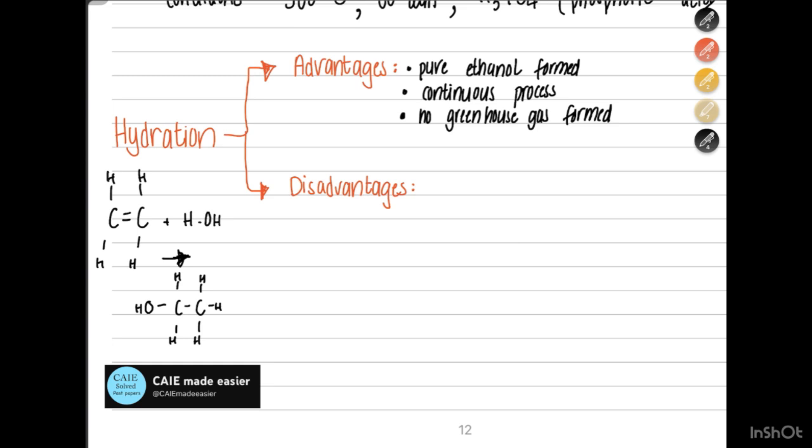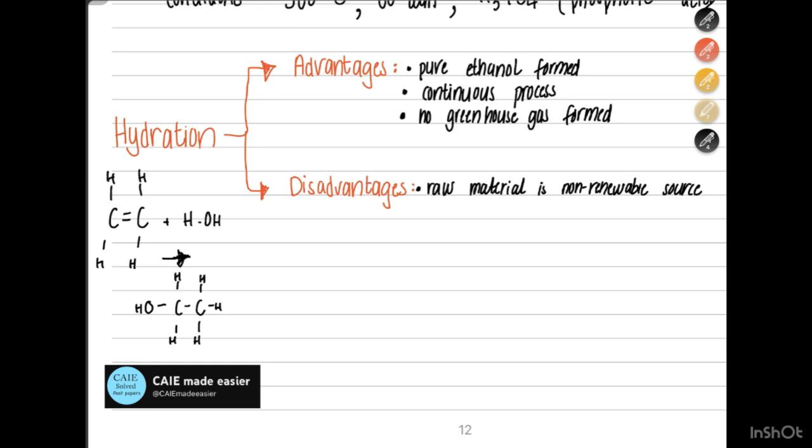It could also be methane. No greenhouse gas is formed, so that means it's very environmentally friendly. But it has some disadvantages. First disadvantage is that the raw material, which is our ethene, is obtained from a non-renewable source. I'm not really sure where it's taken from, but it's taken from a non-renewable source. So once it finishes, you won't have more in nature. You can artificially create it in labs, but that is going to be very expensive as well.